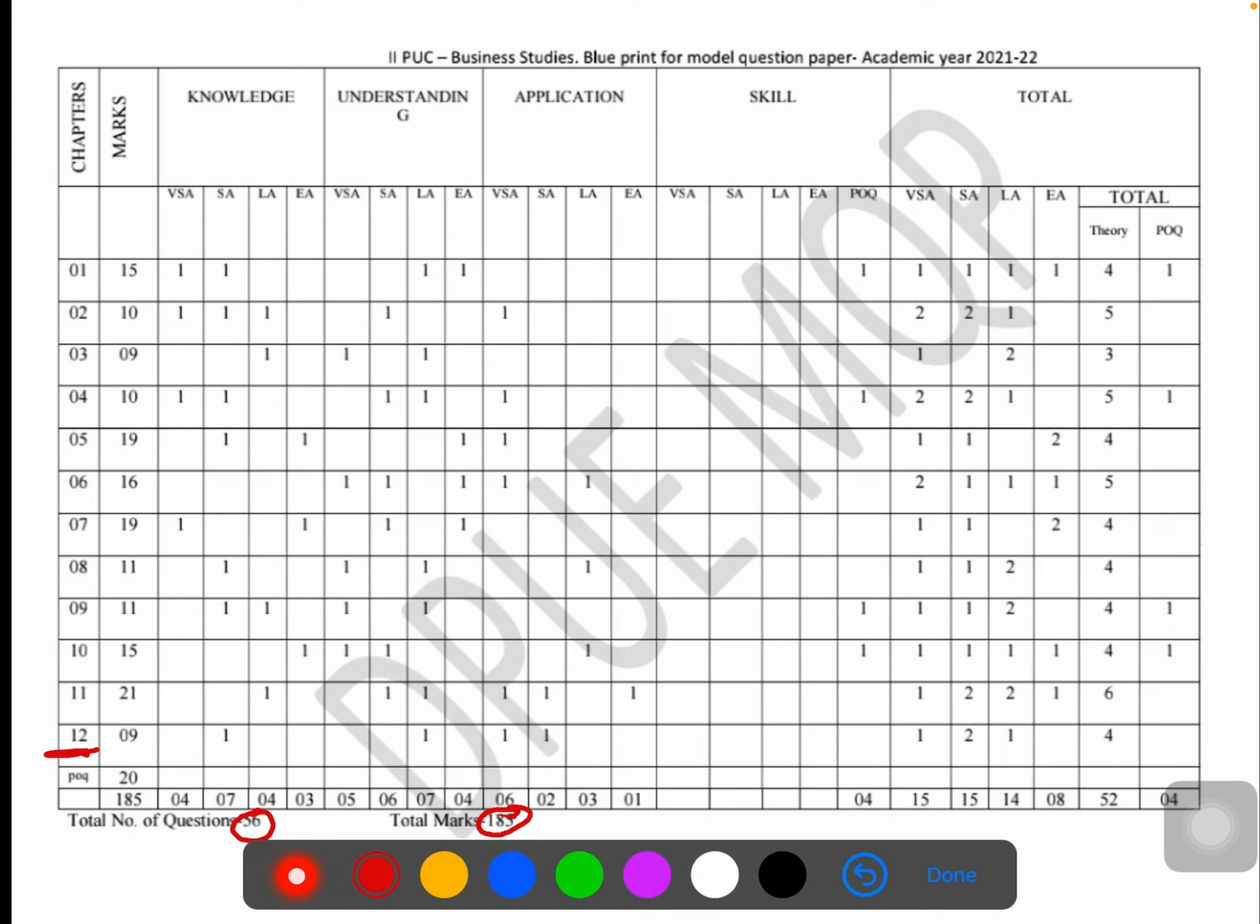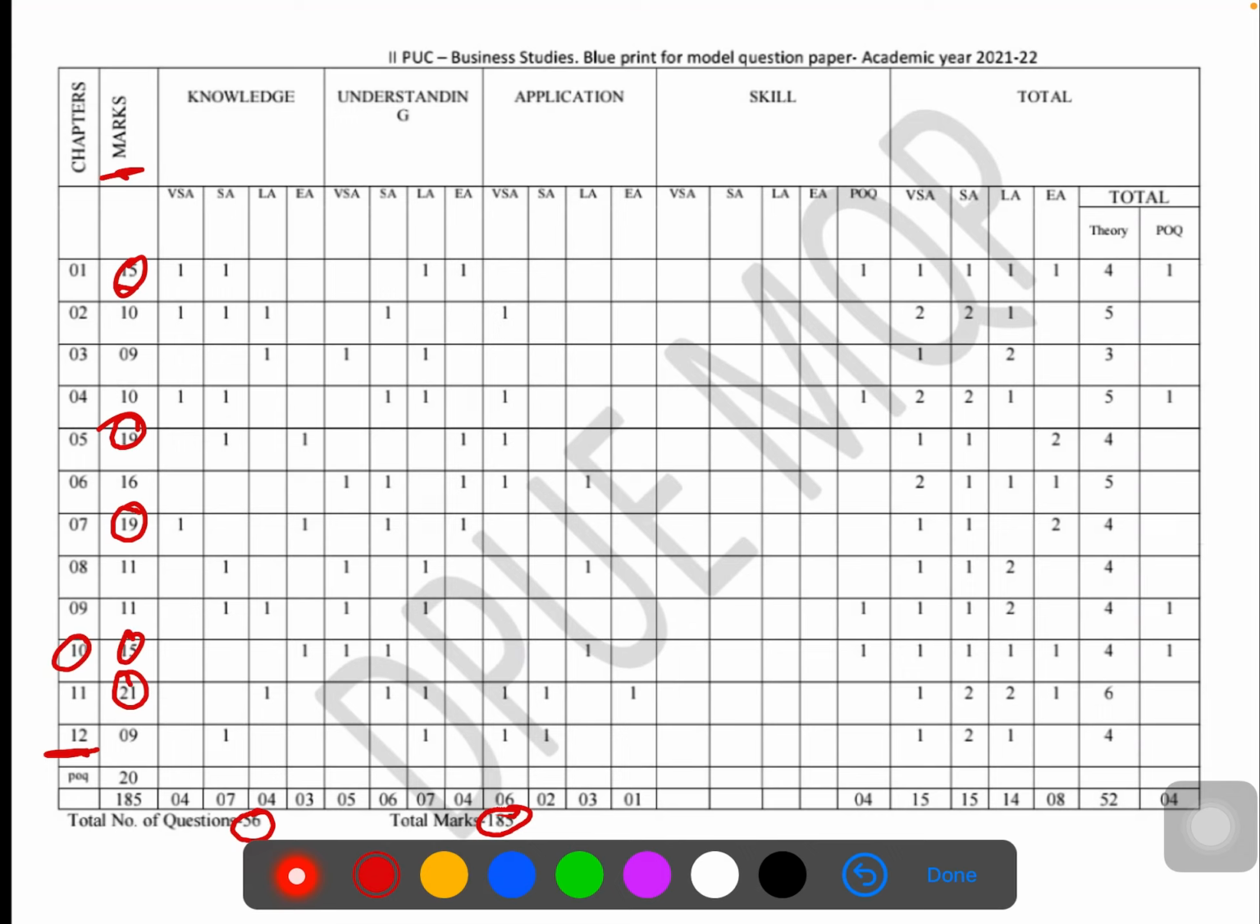Whenever you read any syllabus in future, first try to look at the blueprint and see which chapter is given high weightage. You can see the marks allotted. The highest is 21 marks, which is the 11th chapter. The 5th chapter has 19 marks, the 7th chapter 19 marks, the first chapter 15 marks, and the 10th chapter 15 marks. These are the chapters with maximum marks allotted.